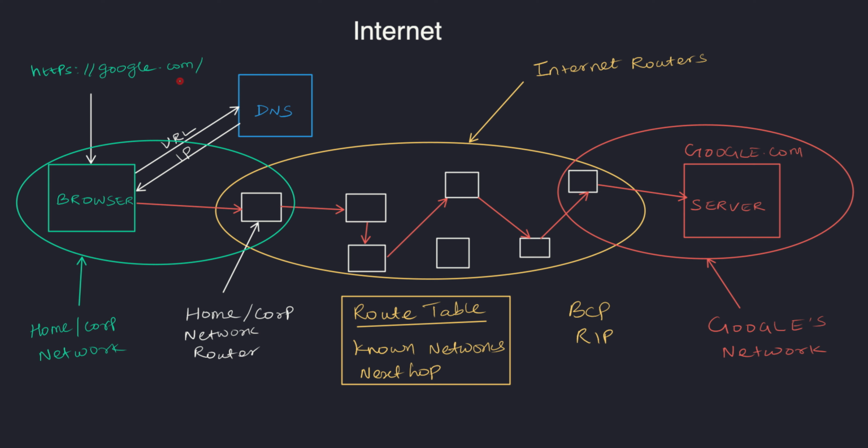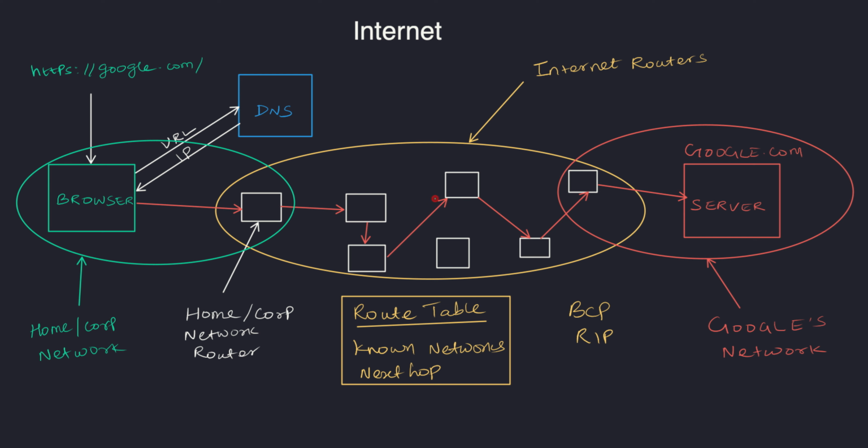Now, after a user has typed google.com, it goes to DNS and gets the IP address of the google.com URL. Now your browser has the IP address. The first thing it does is it creates a message with the source IP address as the device's IP address and the destination IP address as google.com's IP address that it got from DNS. And this message is sent to the home or corporate network's router. So if you are part of a home network, for example, then you will have a router at your home, and the browser will send this message to the router through which you have connected to the internet.